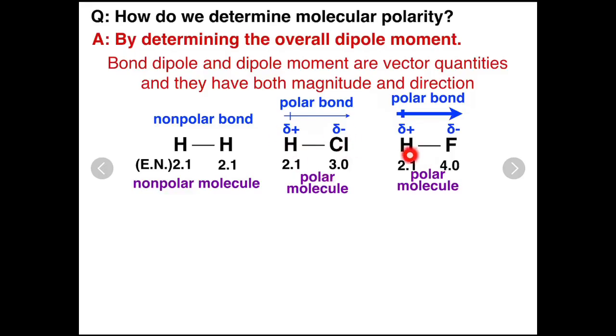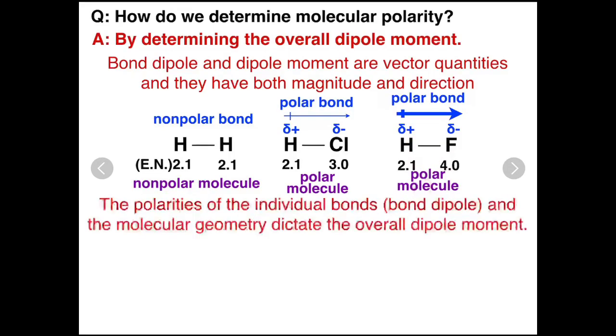Same thing for hydrogen fluoride as well, like HF, right? Because it has a polar bond, the molecule would be a polar molecule. So the polarity of the individual bonds, or the bond dipoles, and the molecular geometry dictate the overall dipole moment. This is linear, so that's why we are able to determine that very easily.